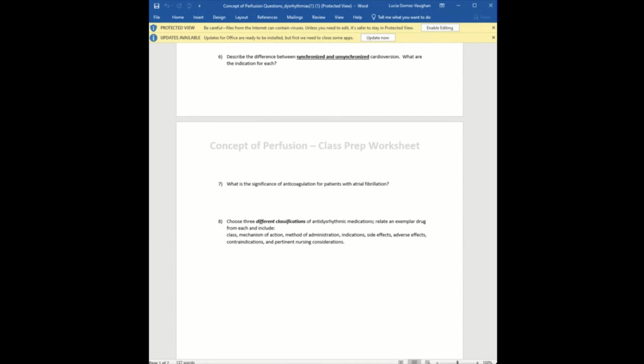Something that's not on your sheet that you should know is our INR levels. Let me stop sharing this and go back to your other sheet.